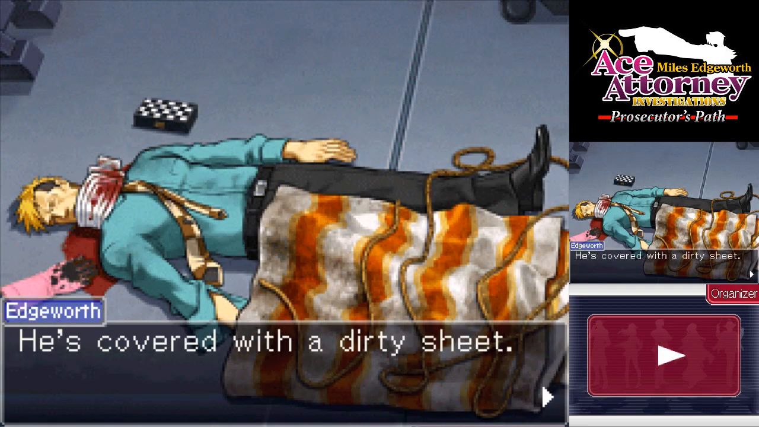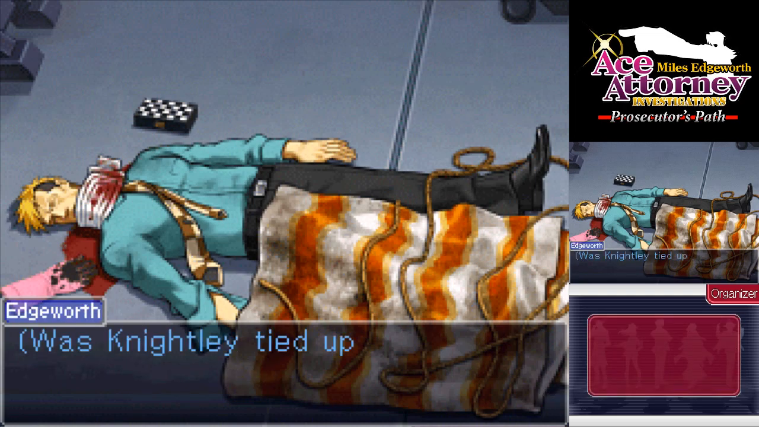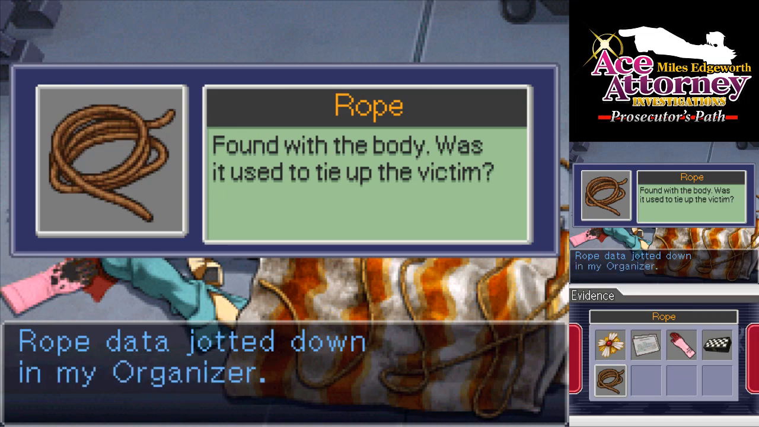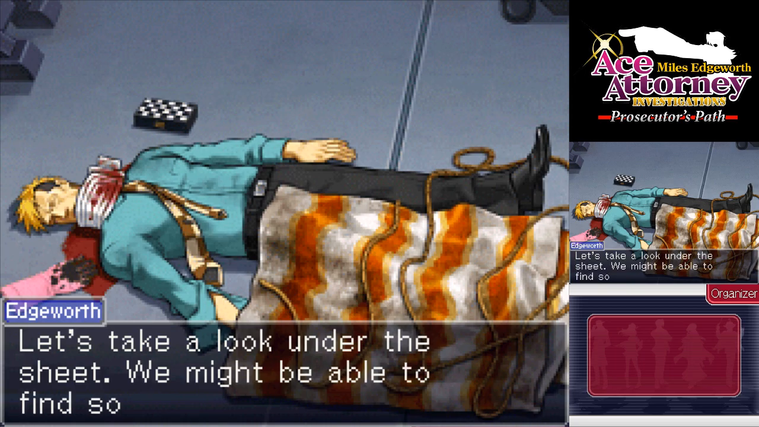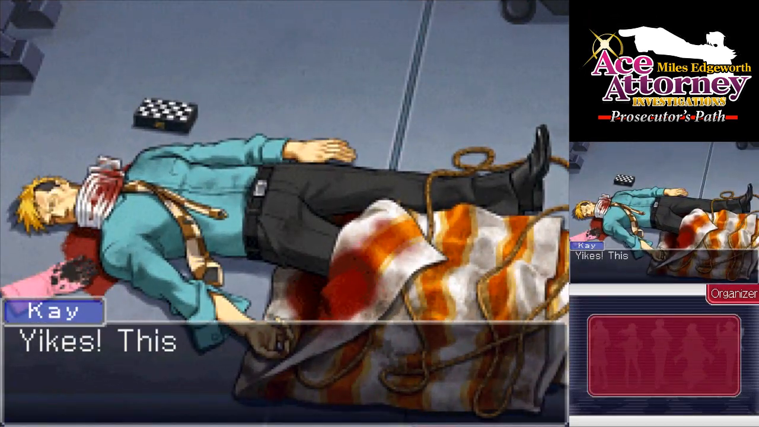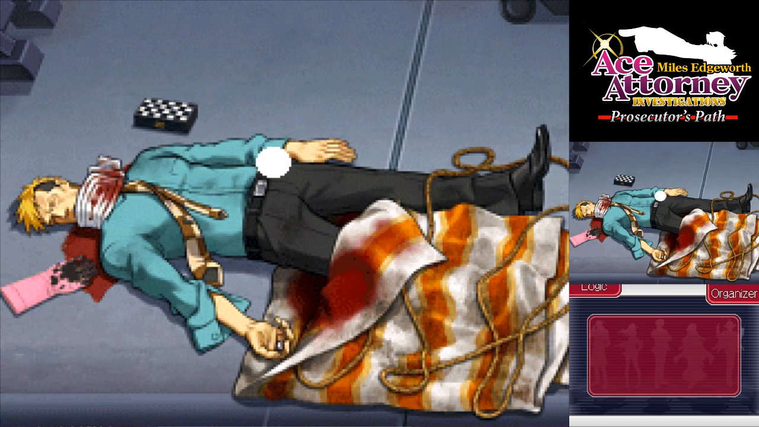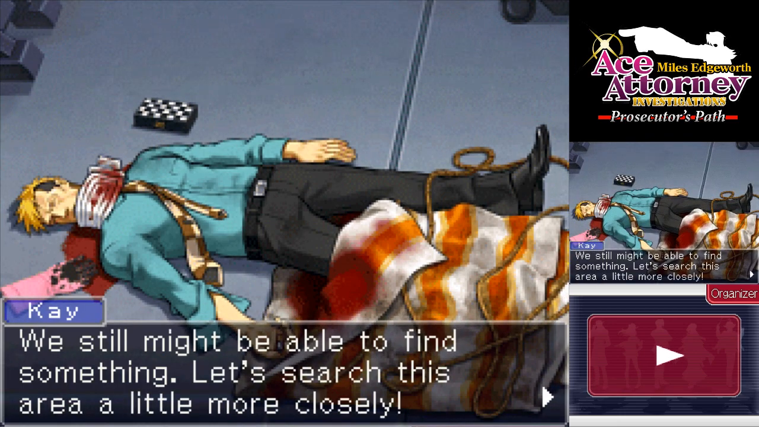He's covered with a dirty sheet. There's a rope on the end of the sheet. Was Knightley tied up with this rope? Rope data jotted down in my organizer. Let's take a look under the sheet. We might be able to find something. Yikes! This sheet is bright red! These appear to be bloodstains. We still might be able to find something. Let's search this area a little more closely.